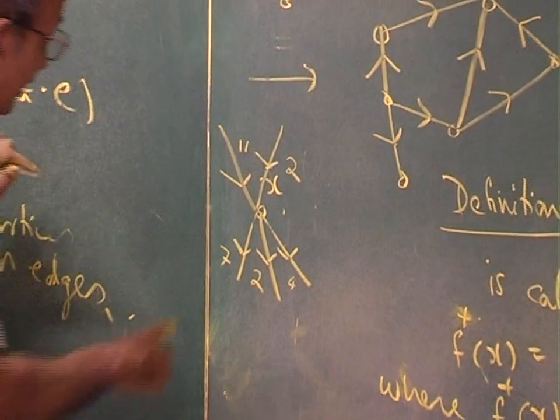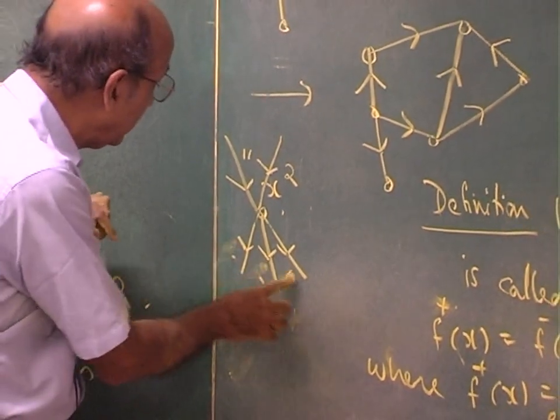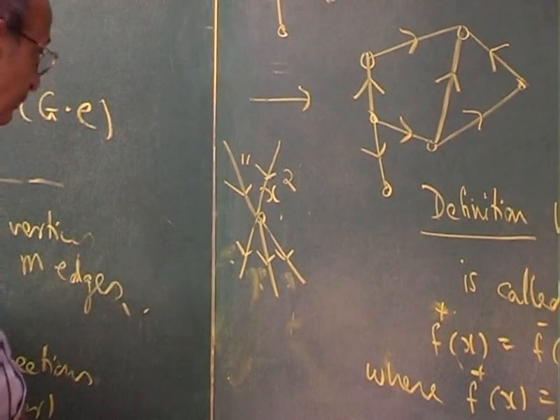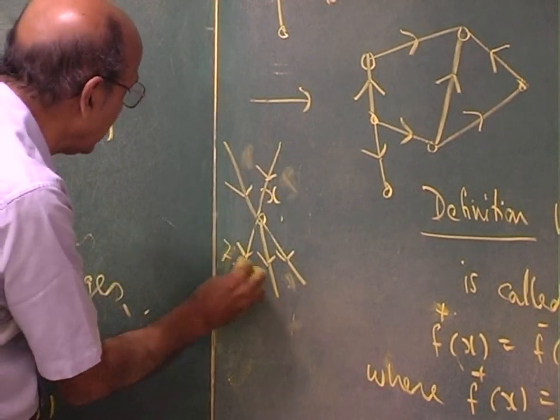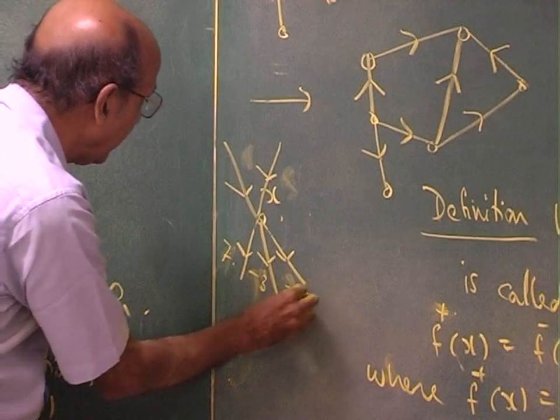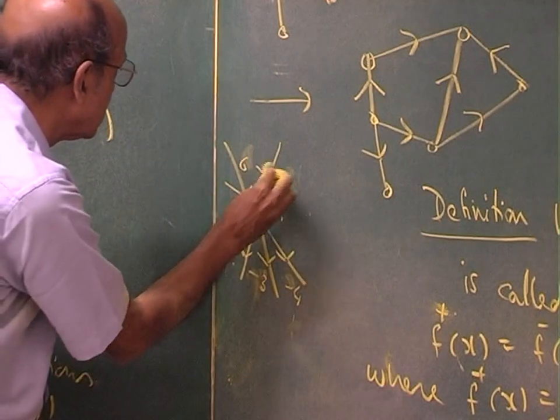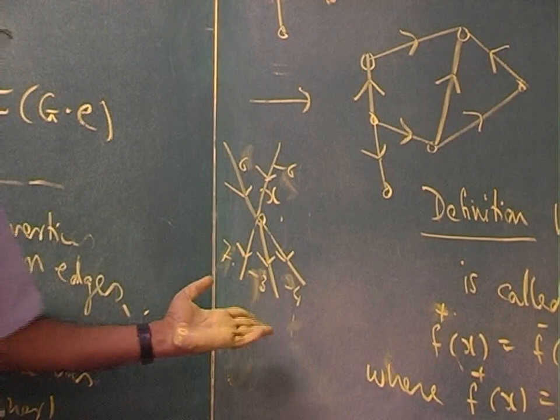It is not essential that we write only positive numbers, not necessarily. It could be numbers like 7, minus 3, minus 4. This is fine.